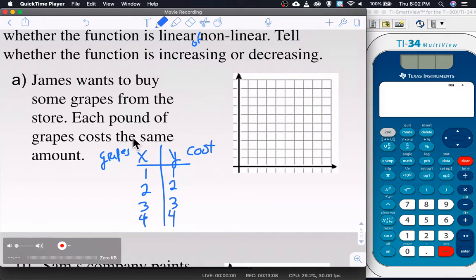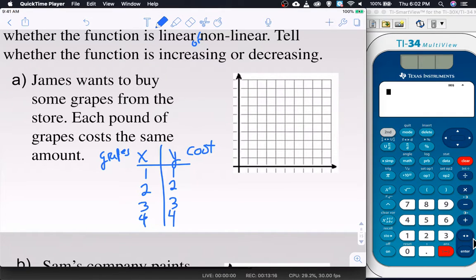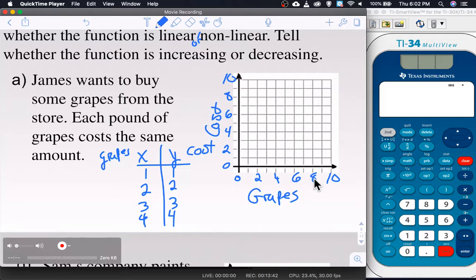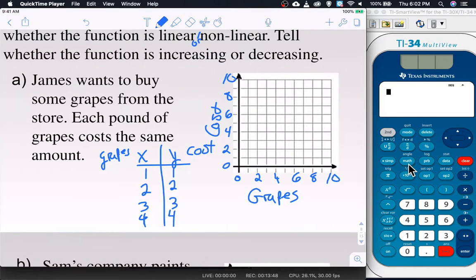Because every pound of grapes costs the same amount, we get this nice linear relationship. It's increasing at a constant rate. So now I can label grapes, cost 1, 2, 3. I don't even like doing that. 0, 2, 4, 6, 8, 10. I don't like to label every single line because my handwriting's a little sloppy and it makes it uglier if I have numbers all in here. They just look very jam-packed together. So I like to label every other line. It just makes it prettier for me.